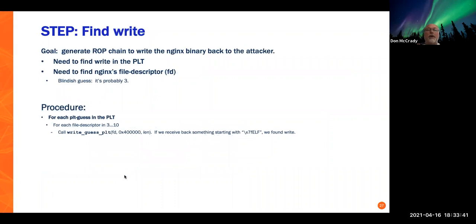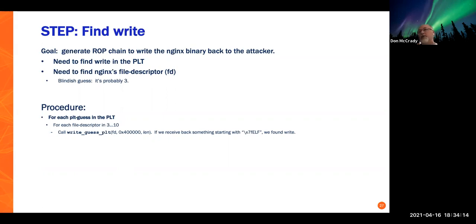So now I need to find write. And I need to find write because the next phase of my attack, I'm going to attempt to write the binary, the actual nginx binary from the victim system to my system. And then I can inspect it at my leisure and find out even more information just by parsing the ELF file. So I need to find write. We need to scan through the PLT to find it. And I also need to find out what file descriptor nginx is using internally to send its responses.